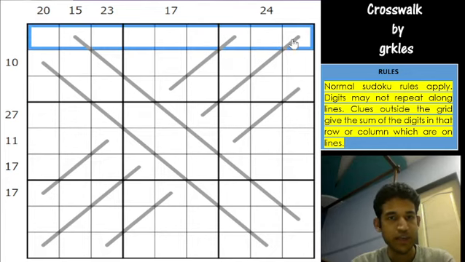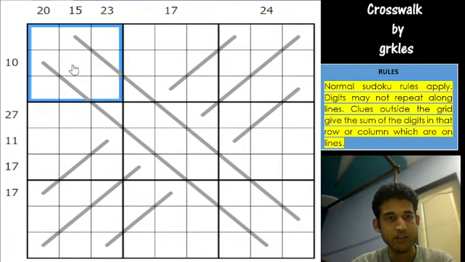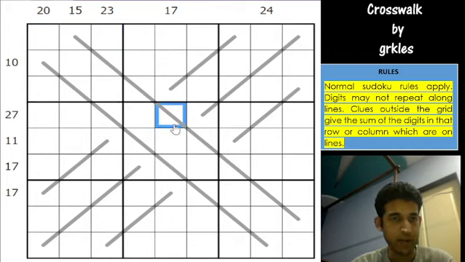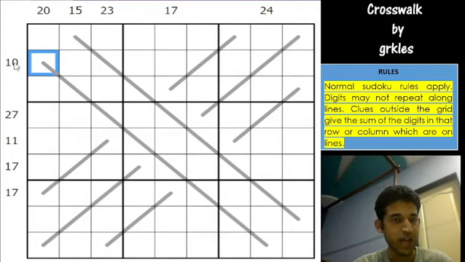Classic rules apply. Each row, each column and each 3 by 3 box in the grid will have digits from 1 to 9. And then we come to the variant part. Clues outside the grid give the sum of the digits in that row or column which are on lines. Okay, simple enough. So if you take, for example, this outside clue 10, you just look at the corresponding row, which is row 2, and then sum the digits which are on the lines in the corresponding row. So which basically means that these 4 digits add up to 10.